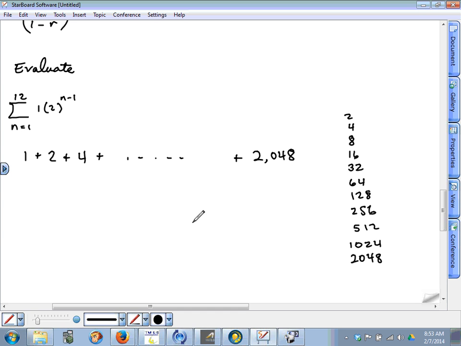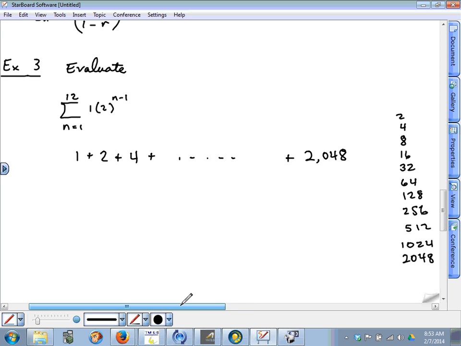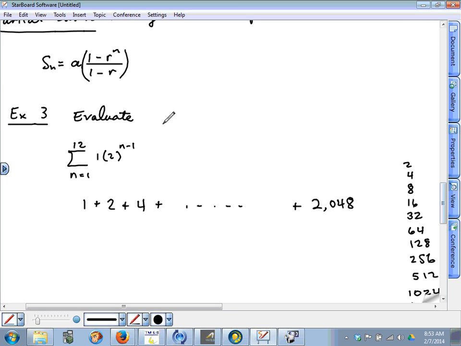So if all else fails, I suppose you could just list all the terms and add them up by hand. But what if this had been from n equals 1 to the 40th? That would have been pretty tough to do by hand, right? So it is worth your while to be familiar with this formula. Let's see what the formula would have said. The sum of the first 12 terms is equal to the first term, which in this case is 1, multiplied by the ratio 1 minus 2.